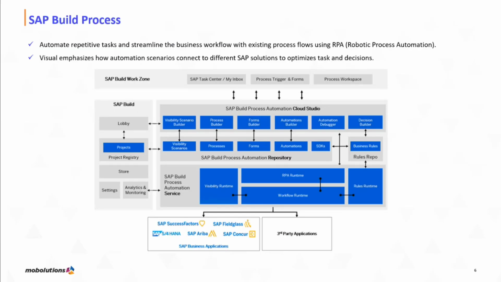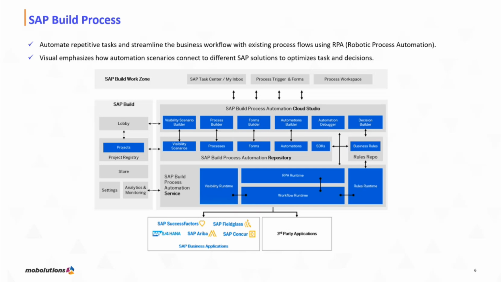Now, moving on to SAP Build Process Automation. SAP Build Process Automation helps us to automate repetitive tasks and streamline the business workflows with existing process flows using robotic process automation. It also helps us to automate tasks like purchase approvals, invoice validation, and master data updates.